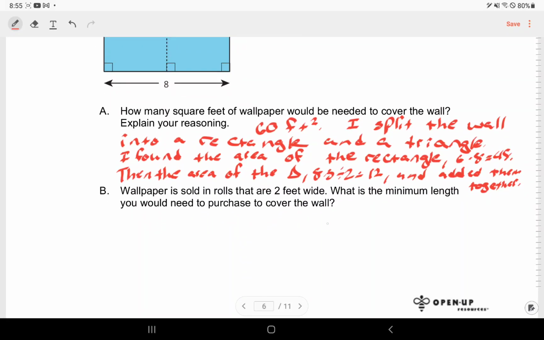So wallpaper is sold in rolls that are 2 feet wide. What is the minimum length you would need to purchase the wall? Well, we need 60, so divide by 2, 30 feet.